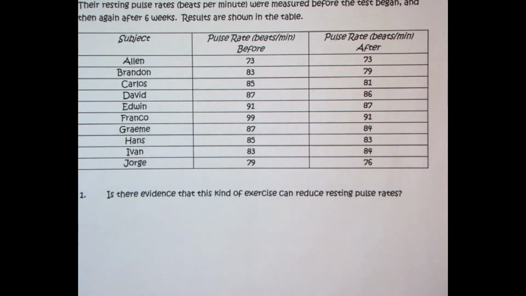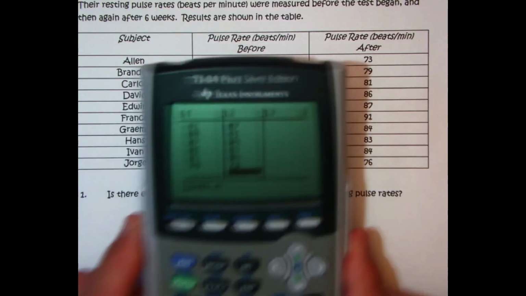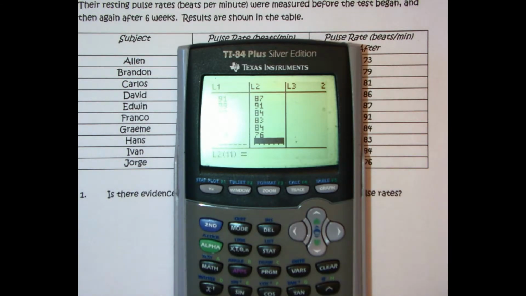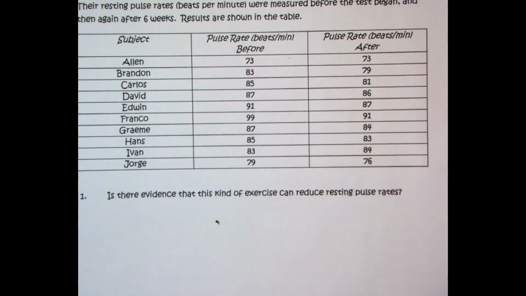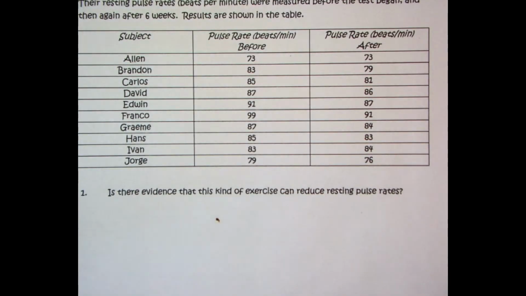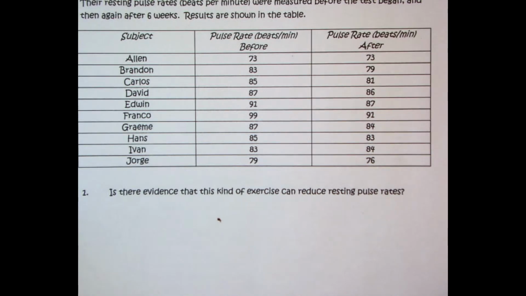Alright, so this is example 1. What I would suggest right now is put your data in your calculator in list 1 and list 2. Before goes in list 1, after goes in list 2, and then continue. Okay, so one indicator of physical fitness is the resting pulse rate. 10 men volunteered to test an exercise device advertised on television by using it 3 times a week for 20 minutes. The resting pulse rates in beats per minute were measured before the test began and then again after 6 weeks. Results are shown in the table.